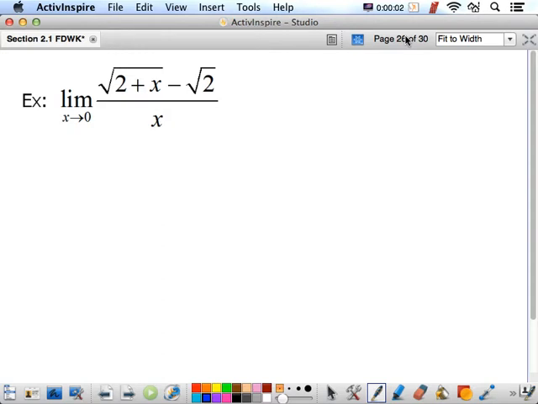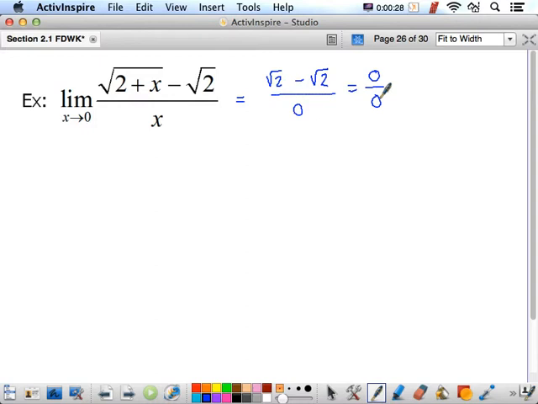Okay, so let's try the limit as x approaches 0 of the square root of 2 plus x minus the square root of 2, all over x. What happens if we substitute in 0? I don't know. Let's try. If we substitute in 0, we get square root of 2 minus square root of 2 over 0. So we get, what's that called?